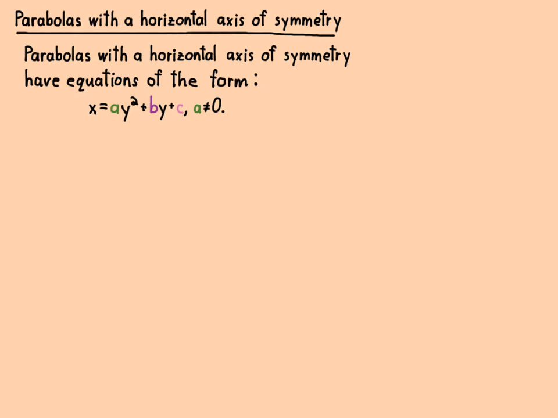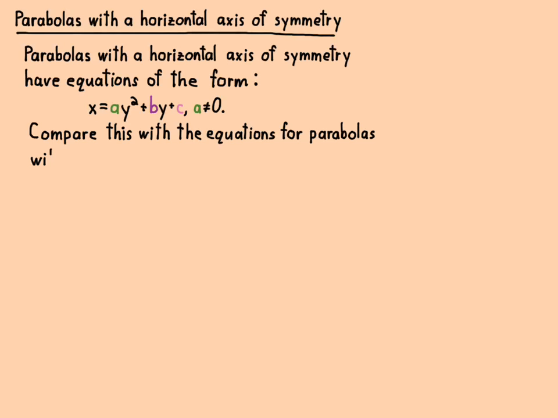The vertical parabolas, the parabolas with the vertical axis of symmetry, look very similar, except it's y equals ax squared plus bx plus c. So all we've done is exchange the x and the y from the ones we did before. We just switched the x and y.